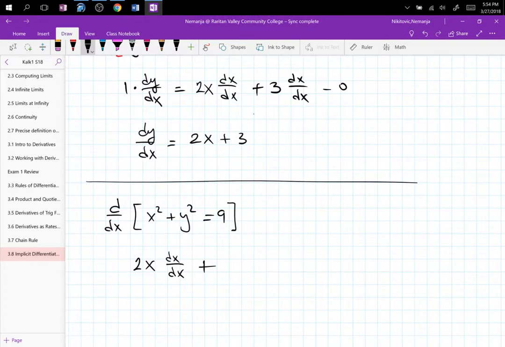Plus, the derivative of y squared is 2y. It's just the same old formulas. But now I took the derivative of y with respect to x. You see, so now you have dy/dx there, which is equal to the derivative of 9, which is 0.